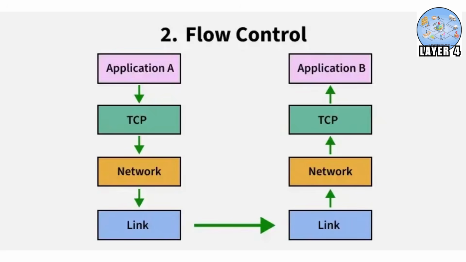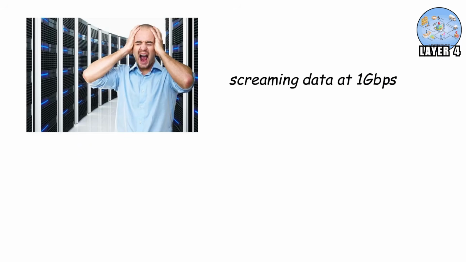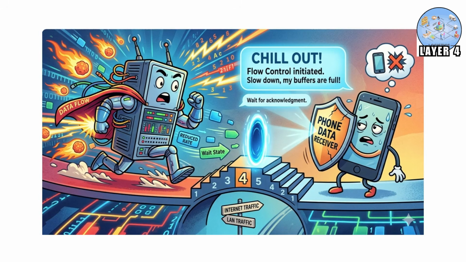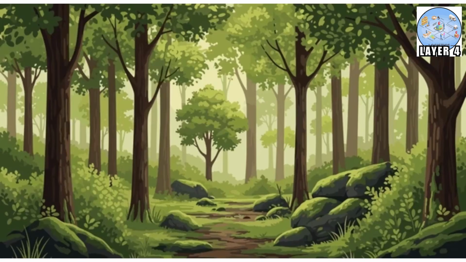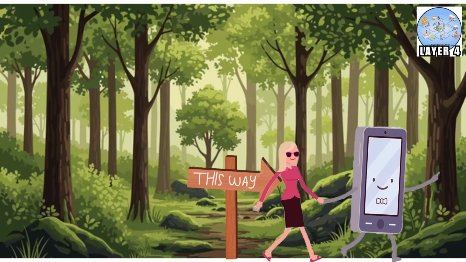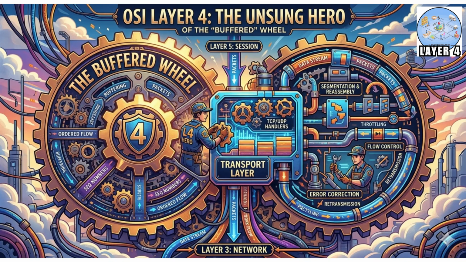It also manages flow control. If your server is screaming data at 1 gigabit per second, but your phone is only receiving at 10 megabits per second, Layer 4 tells the server to chill out so the phone doesn't explode. It's the layer that ensures the data actually makes the trip without getting lost in the digital woods. It's the unsung hero of the buffered wheel.